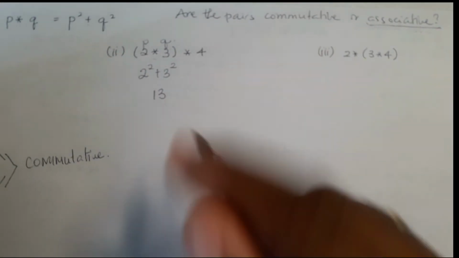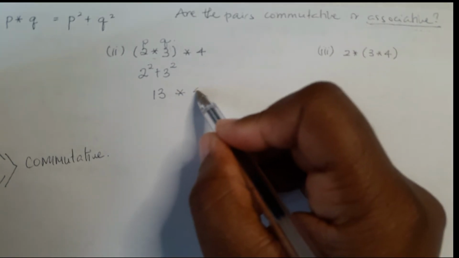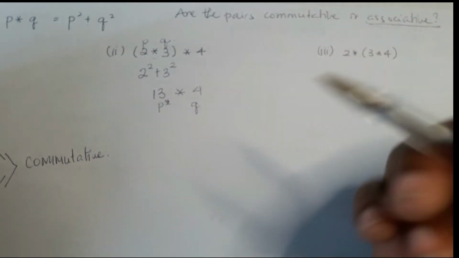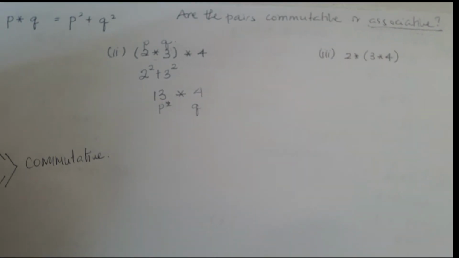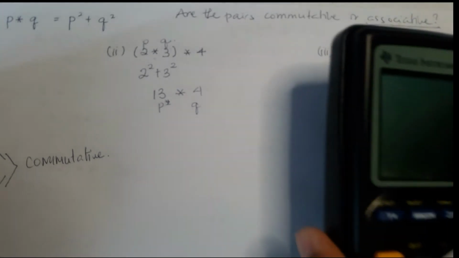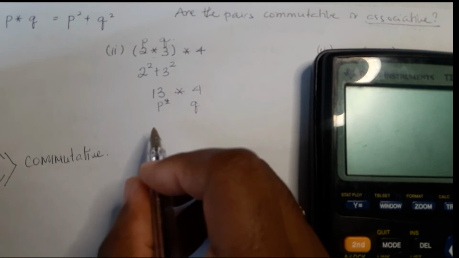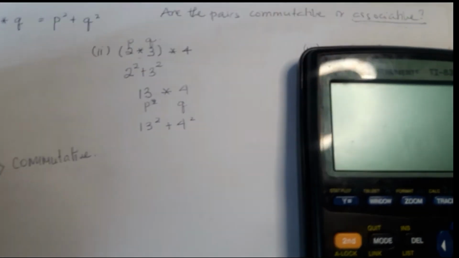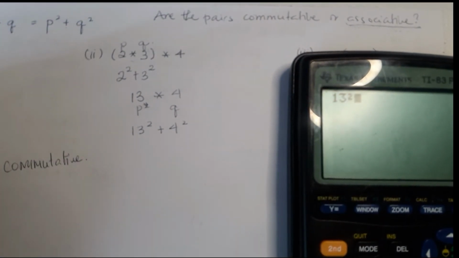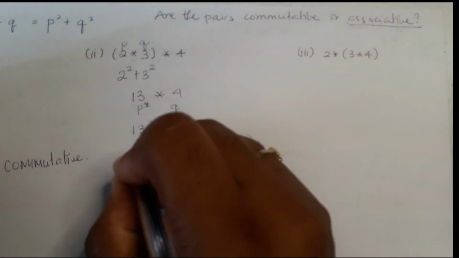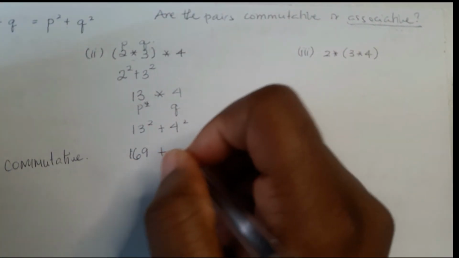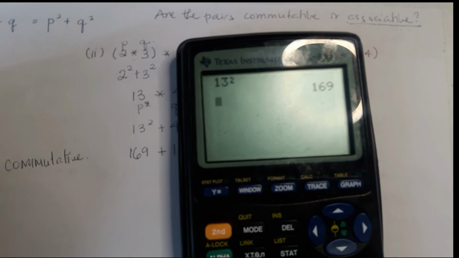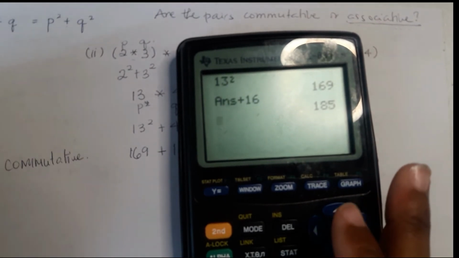Remember? Now that we have 13, we're going to say 13 star 4, and we're going to put P and Q. It's not too easy to work out the square of 13, so we're going to write it out: 13 squared plus 4 squared. 13 squared is 169, and 4 squared is 16. We add those two, and we get 185.